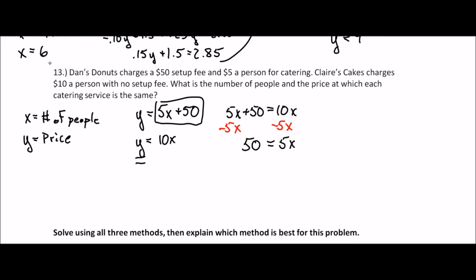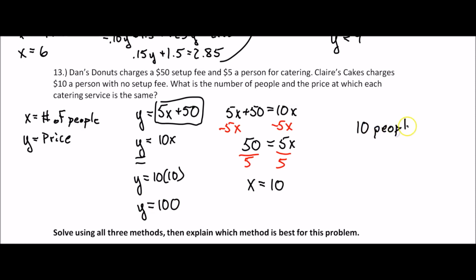And then I divide. So I get x equals 10. And then what if I plug that back in over here? I got y equals 10 times 10, which is y equals 100. So in other words, what it's saying is if I have 10 people, regardless of which catering service I choose, it's going to cost me $100.